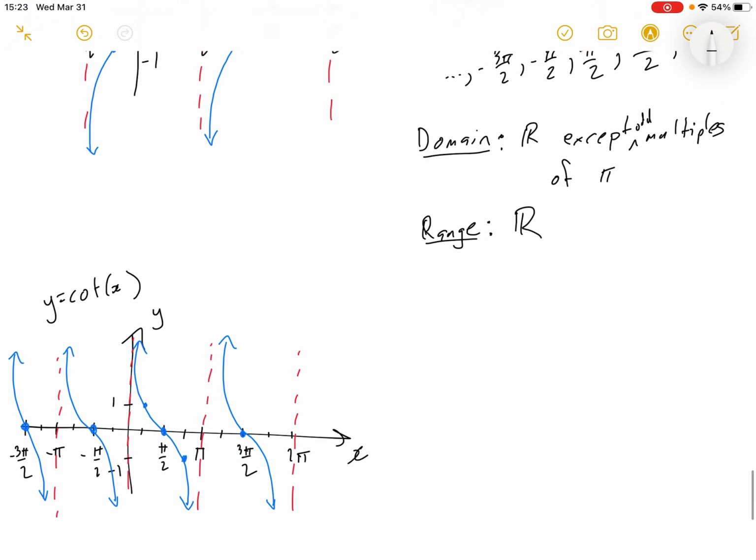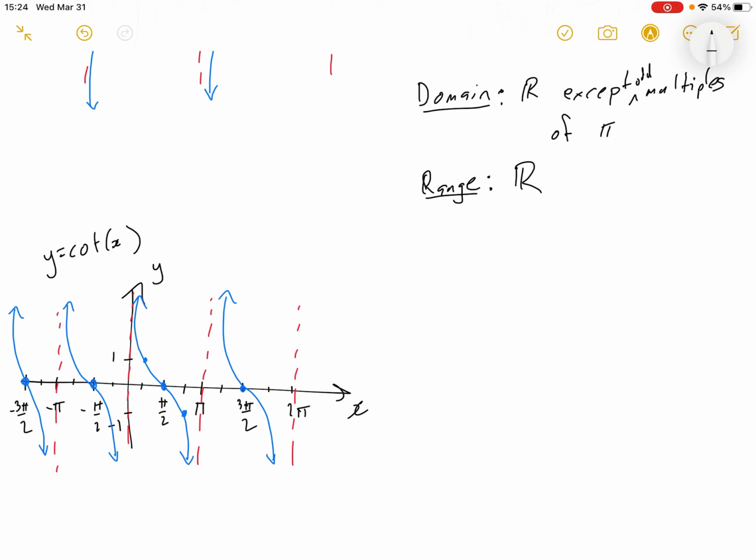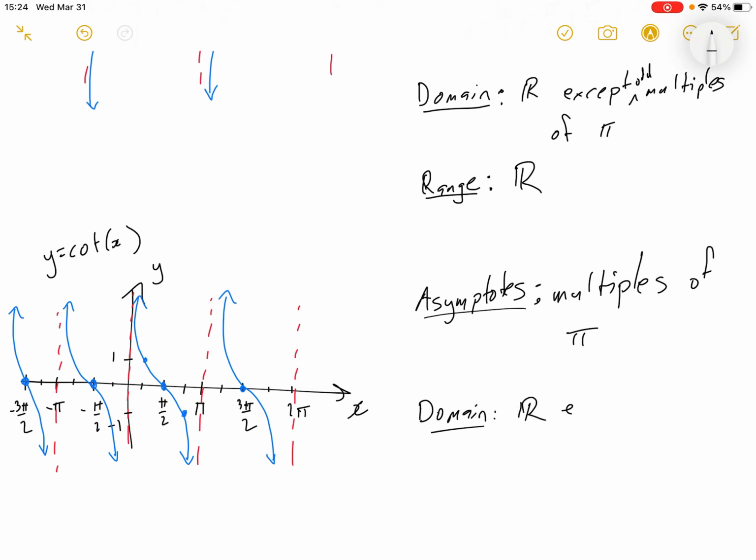Okay, so once again, let's go ahead and talk. So the period is still pi. The only thing that's going to change is the asymptotes. So now this one is going to be multiples of pi, and then the domain is all real numbers except any multiple of pi. So what I wrote before that I had to erase is true down here. Again, sorry for that error.